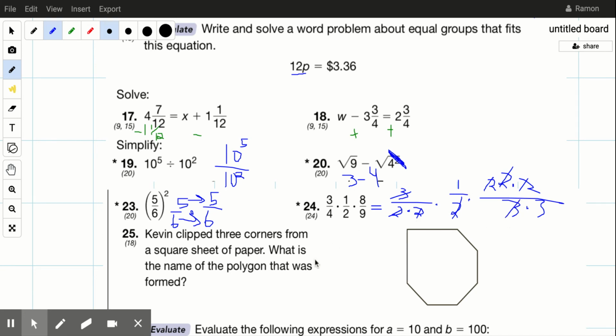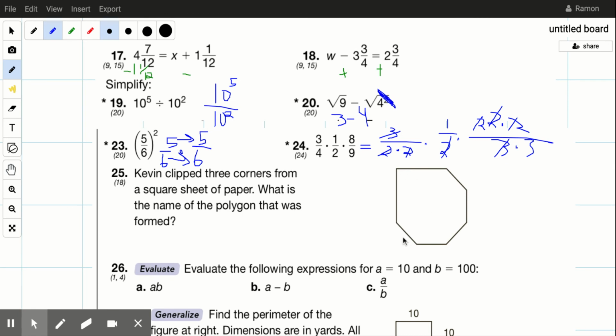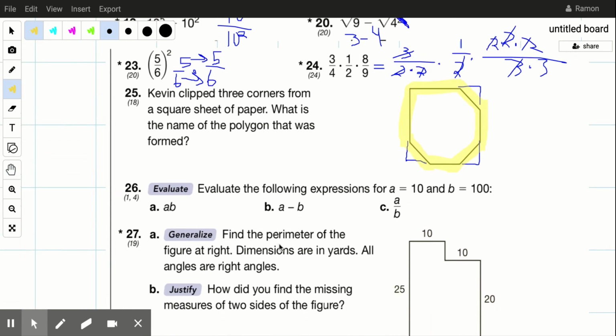You multiply it. Kevin clipped 3 corners from a square sheet of paper. So 1 corner gone, 2 corners gone, 3 corners gone. Those are the 3 that he clipped. What was the name of the polygon that was being formed? So you want to count the sides that are left after he clips and then name the polygon.